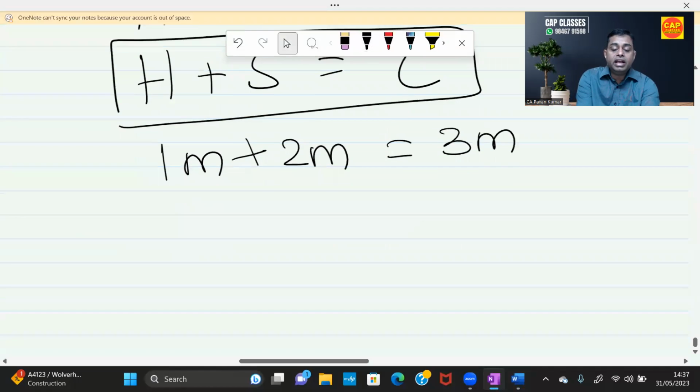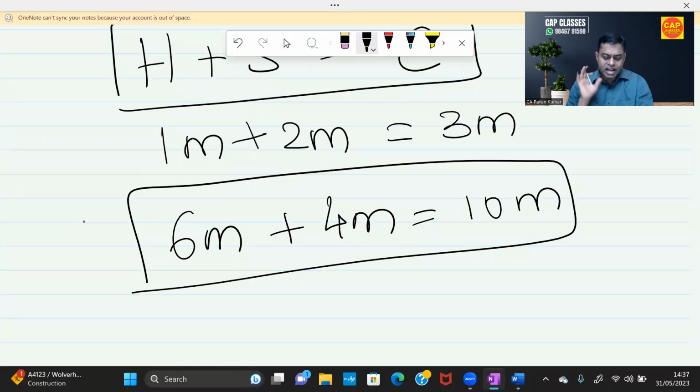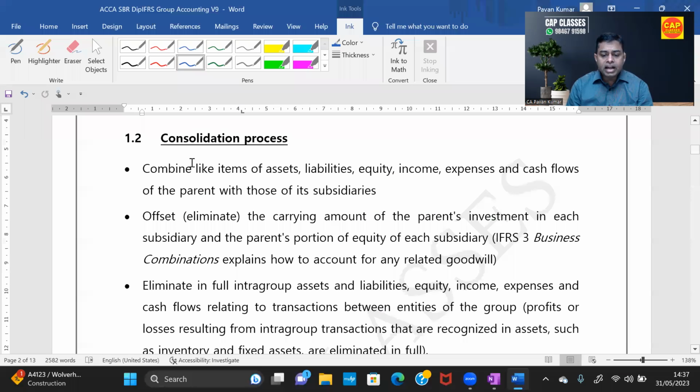Your plant and machinery, $6 million. My plant and machinery, $4 million. Our plant and machinery put together is $10 million. This is what they are saying. Is this clear? Combine like items, assets, liabilities, equity, income, expenses, cash flows of the parent with the subsidiary's numbers.